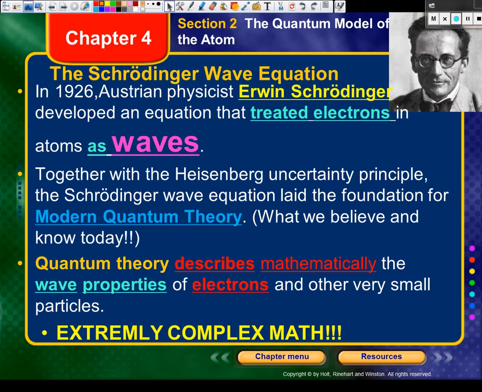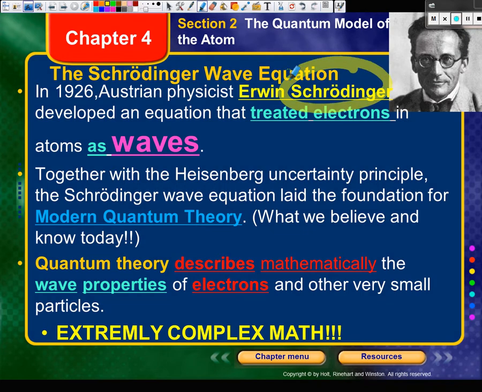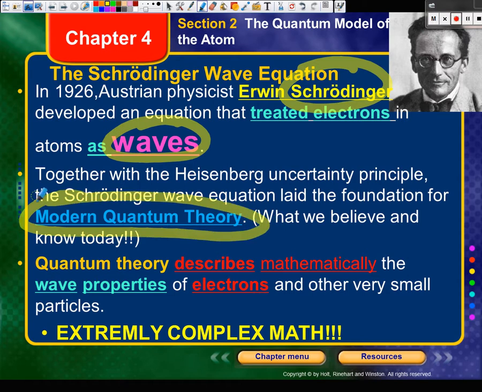So what he did, what Erwin Schrödinger said, is he developed an equation. We're going to see that equation in just a second. That treated electrons as waves. Now, this guy was able to mathematically prove that they traveled like a what? A wave. Very good. So together with Heisenberg's uncertainty principle, which we just talked about, the Schrödinger wave equation laid the foundation for the modern quantum theory, which is what we believe today. I do need you to know two things about this guy. One, Schrödinger said they travel like what? Waves. And he developed the modern quantum theory.